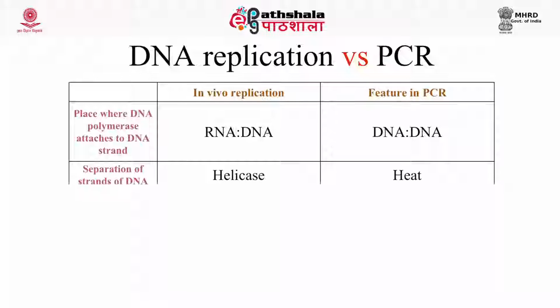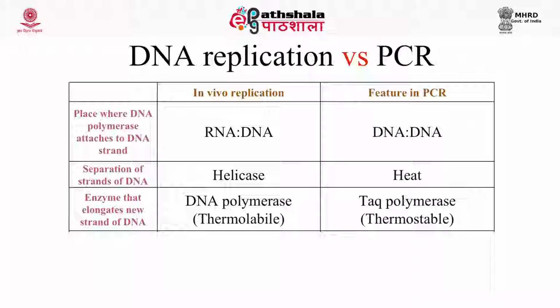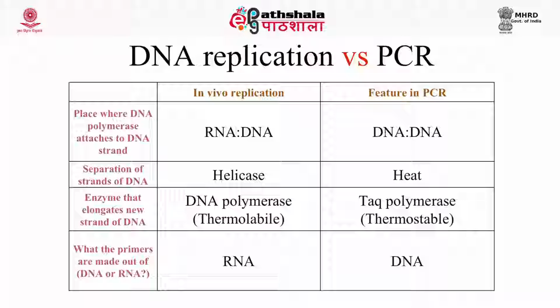For separation of the DNA strands of the double-stranded DNA, helicase enzyme is used in vivo replication. However, with the application of heat, we are able to separate the double-stranded DNA in PCR. The enzyme that elongates new strand of DNA is a thermolabile DNA polymerase in vivo DNA replication. However, we use a thermostable Taq polymerase for PCR reaction. The primers in vivo replication are made of RNA, but we synthesize artificially oligonucleotide sequences of DNA in PCR.